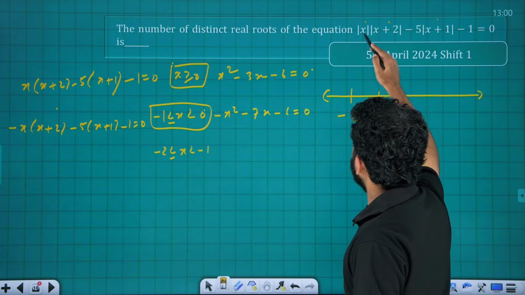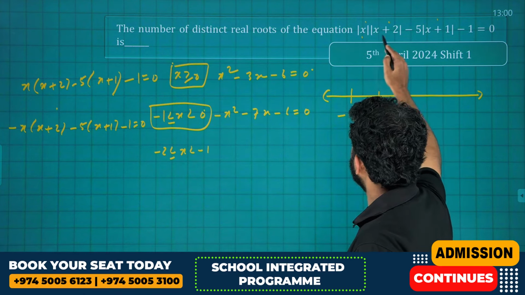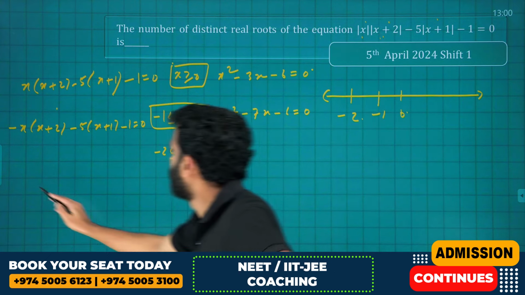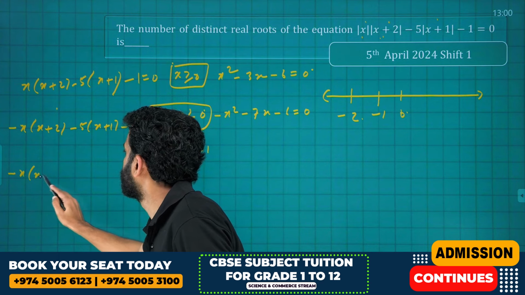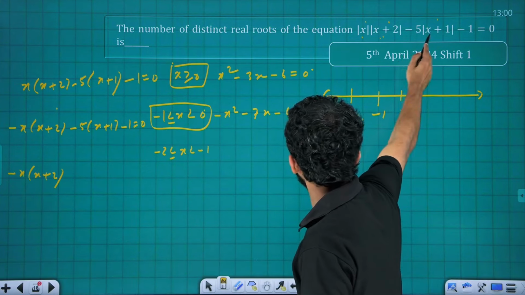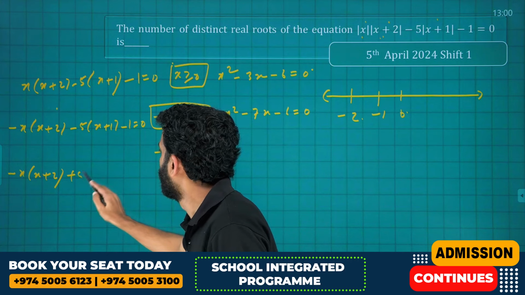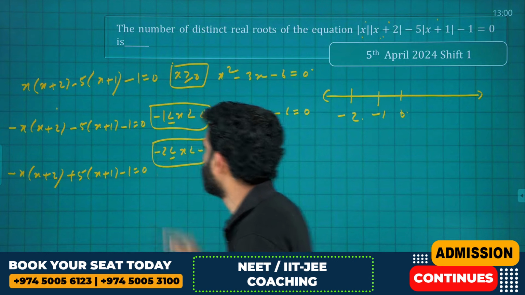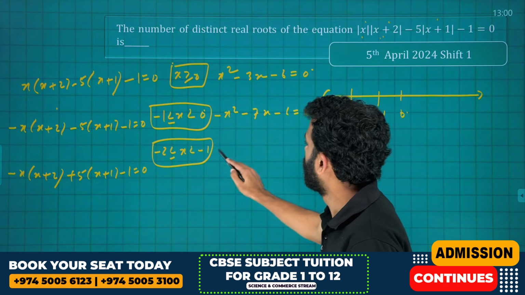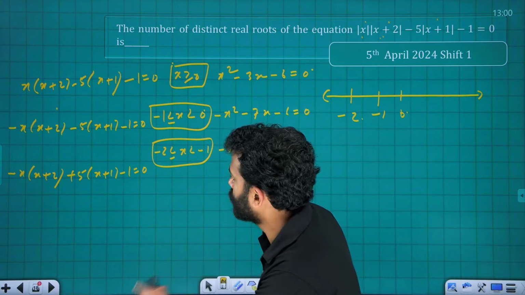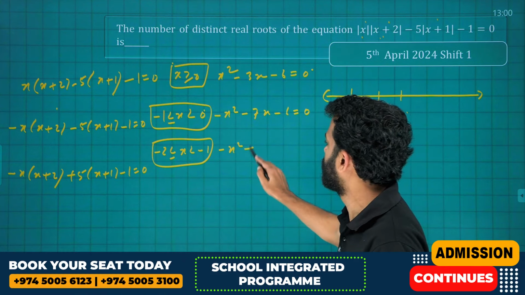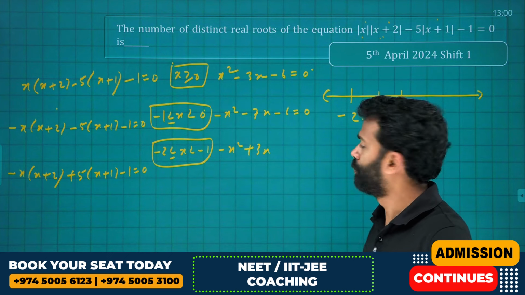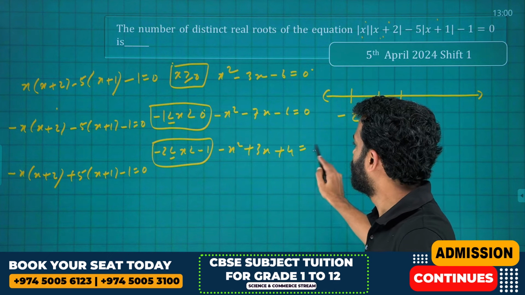Okay, in here this will be negative. This will be positive, right? Minus 1, yes, positive. This will be negative. Therefore, minus x into x plus 2. As this is negative, there will be a plus sign here, plus 5 into x plus 1 minus 1 is equal to 0. So, after operating it, you will get minus x square minus 2x plus 5x, that is plus 3x. And 5 minus 1, that is 4. That is 4 is equal to 0.